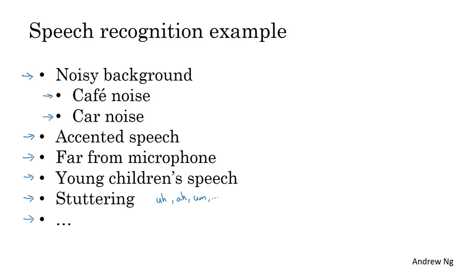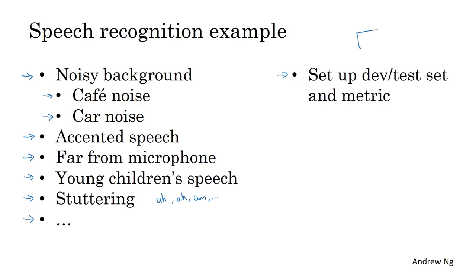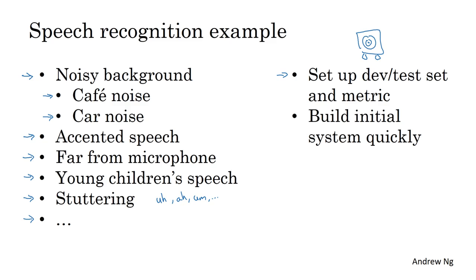is to build your first system quickly and then iterate. What I mean by that is I recommend that you first quickly set up a dev and test set and metric. So this is really deciding where to place your target. And if you get it wrong, you can always move it later, but just set up a target somewhere. And then I recommend you build an initial machine learning system quickly. Find a training set, train it, and start to see and understand how well you're doing against your dev and test set and evaluation metric.